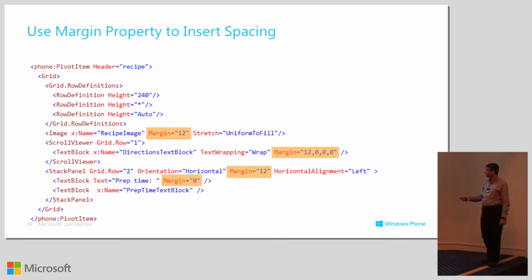And then we can use the margin property to provide proper margins to the controls. So if you see here, this image is at a margin of 12. Usually the content on the left would be 24 pixels, but the reason this is 12 is because the pivot control by itself has a spacing of 12, right? So when you provide another 12, then you get that spacing of 24.